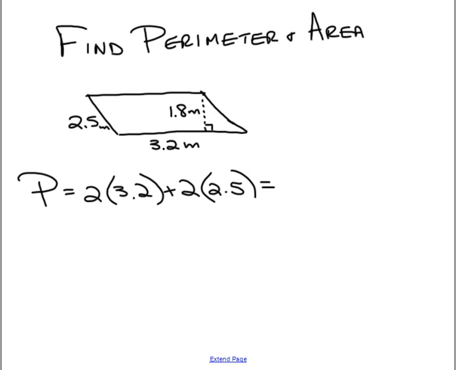Survey says 11.4. No, I think it is 11.4. Yeah, because the times 2 is already in there. Now, if it's perimeter, it's a linear measurement, so that would be just meters.